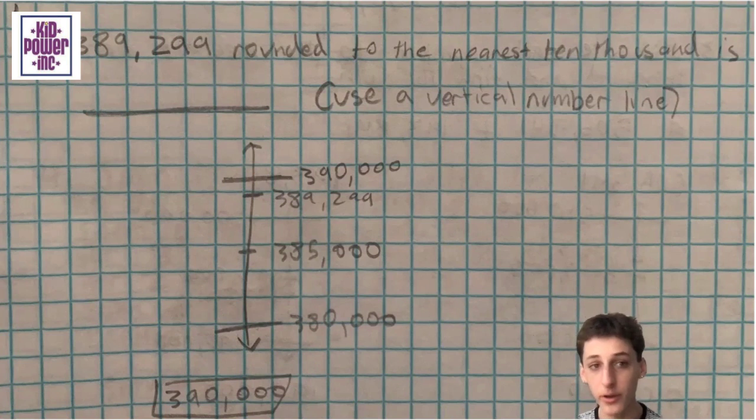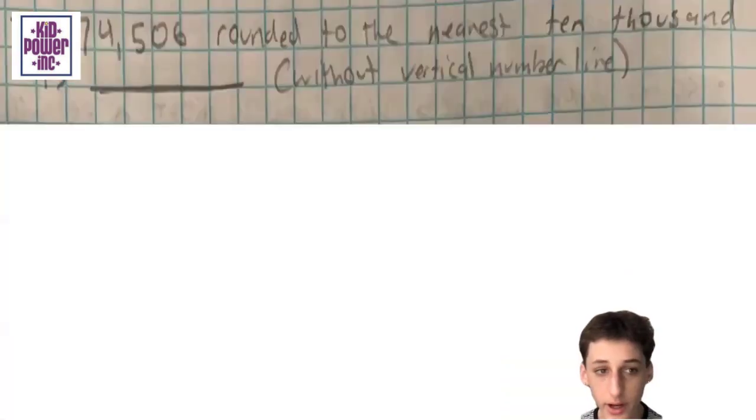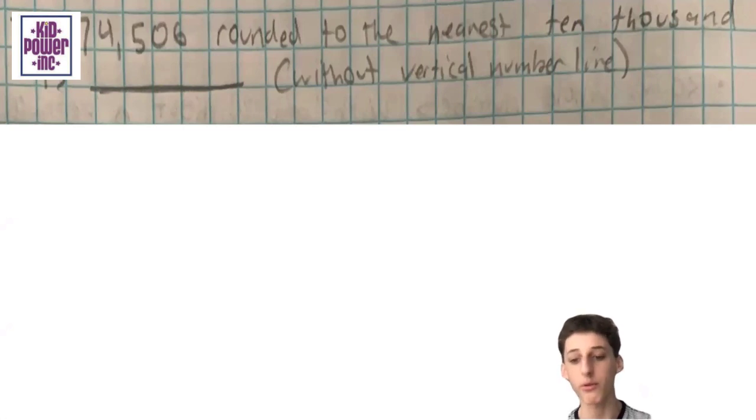I hope that helped my explanation of the answer, and now we're going on to the next one. For this problem, it's very similar, except this time I don't want you to use a vertical number line. So 274,506 rounded to the nearest 10,000 is. When I say without a vertical number line, I want you to write down in words how you got to your answer, as opposed to using the vertical number line like last problem. So feel free to pause and do the problem.